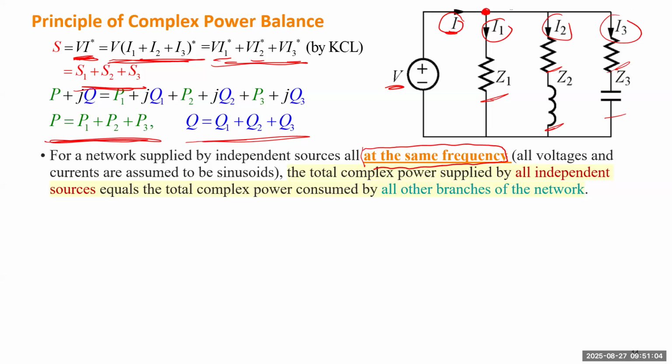That is necessarily true for steady state analysis, because we focus on steady state. In steady state, everything, including frequency, voltage magnitude, and current magnitude, is constant, right? So in steady state analysis, this assumption is true. If this is true, and all currents and voltages are assumed to be sinusoids of the same frequency, the complex powers supplied by all independent sources together will always equal the total complex power consumed by the other branches.